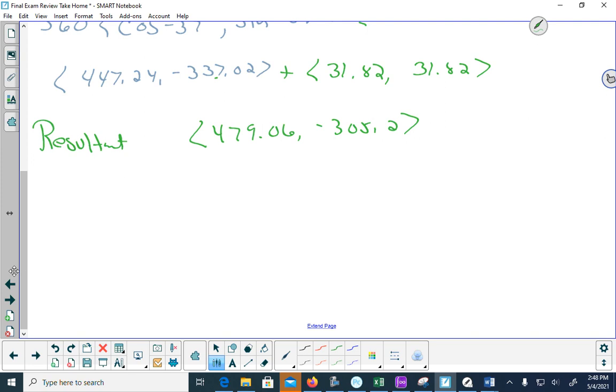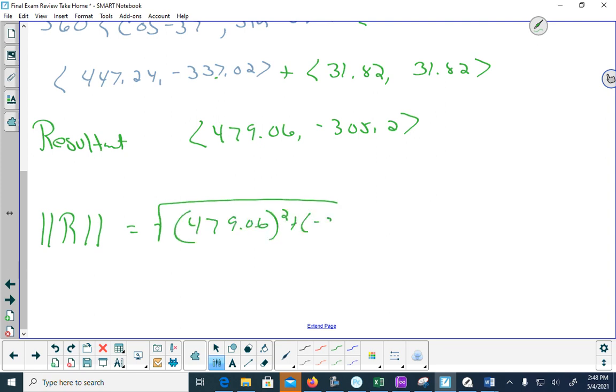So it wants the speed. Remember, speed is the magnitude of the resultant vector. So I'm going to do the square root of that 479.06 squared plus that negative 305.2 squared. Biggest, most common mistake, don't forget, if you're going to put that negative sign in, you've got to put it in parentheses. And when I do all this and take the square root, I get 568.02 and my units are miles per hour. So that's the speed of my plane with the wind. So if I'm standing on the ground, the plane looks like it's going 568.02 miles per hour.